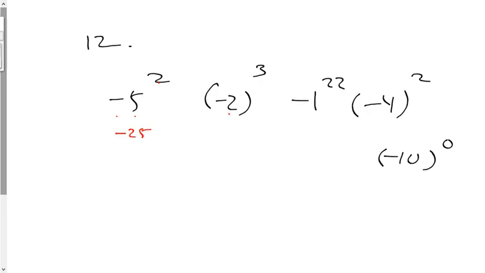I know this says negative 2 cubed, and negative 2 times negative 2 is positive 4. Positive 4 times negative 2 is negative 8. The opposite of 1 to the 22, well, 1 to the 22, if I just ignored this sign here for a second, that's going to be 1, because 1 multiplied by itself 22 times is still 1.